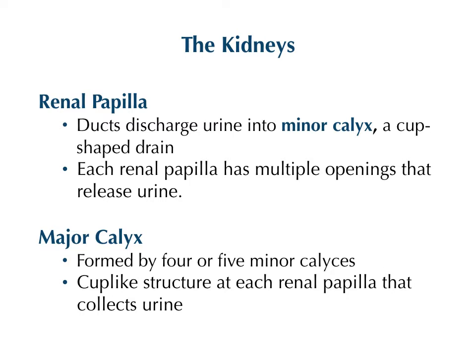A renal papilla will have multiple openings that release urine into a minor calyx, and multiple minor calyces will unite to form a major calyx. These are the cup-like structures that you will see at the ends of each renal papilla that collects the urine. The major calyx will then funnel urine into the renal pelvis.